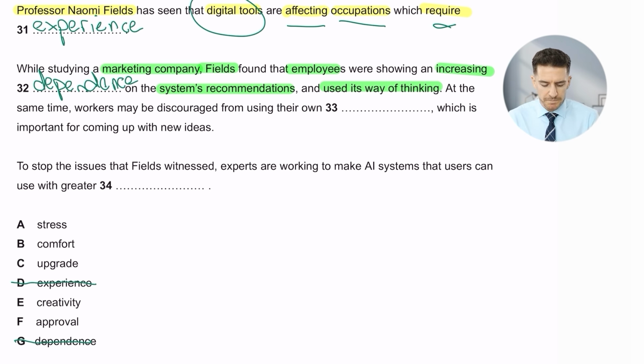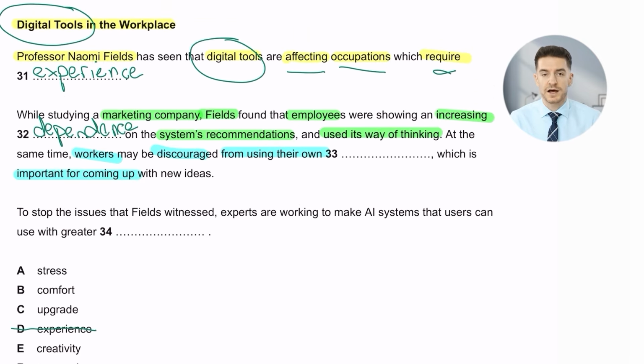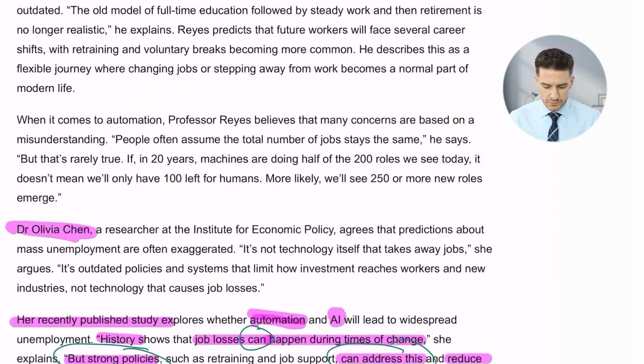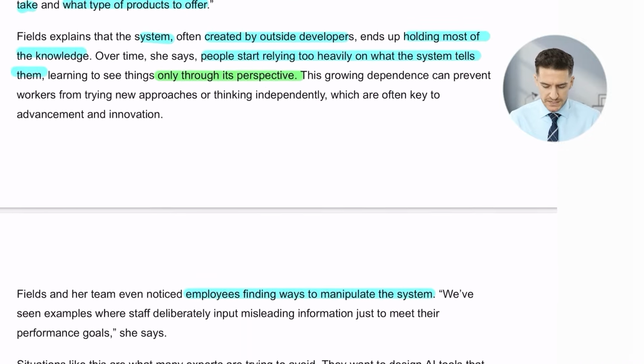At the same time, workers may be discouraged from using their own something, which is important for coming up with new ideas. So what that's saying there is that workers might not be using something, and this is stopping them, or it's important for them to use that thing to create new ideas. So maybe something to do with creativity or innovation. So let's go back up and we'll see if we can find it.